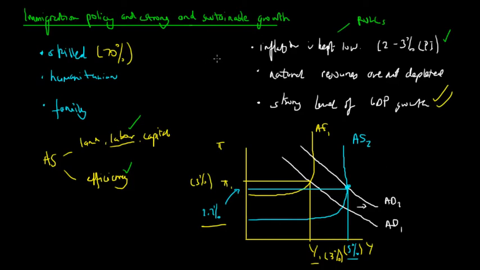So we're going to look at the other side of the argument now of how immigration policy can actually lead to an unsustainable rate of growth. So what does that actually mean? It means that although immigration can expand our aggregate supply or productive capacity potential, it also has an effect of creating a rapidly growing population. And with a rapidly growing population, we can see that this could add to resource depletion.